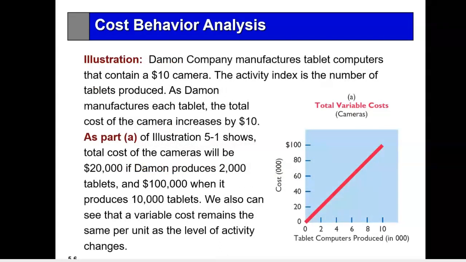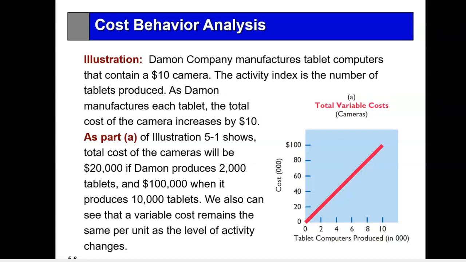Now, here's another example. Damon Company manufactures tablet computers that contain a $10 camera. The activity index is the number of tablets they produce. As Damon produces each tablet, the total cost of the camera increases by $10.